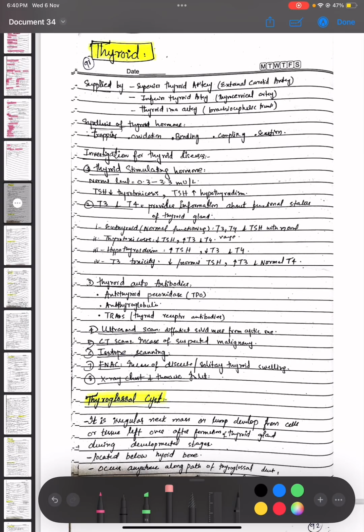Hello everyone. Okay, so we have discussed our first unit, that is breast from systemic surgery. Now we will be discussing the thyroid.